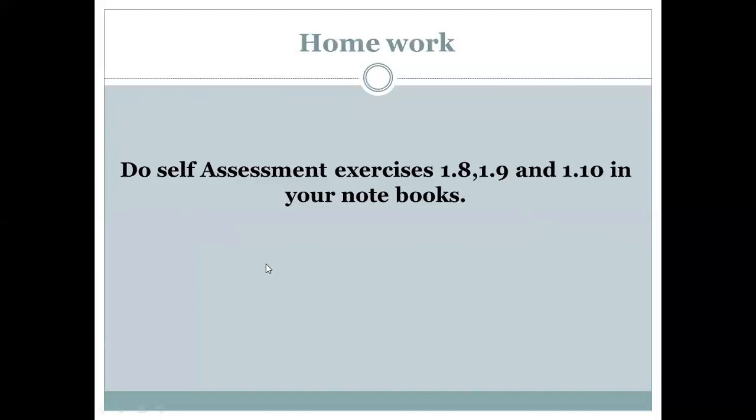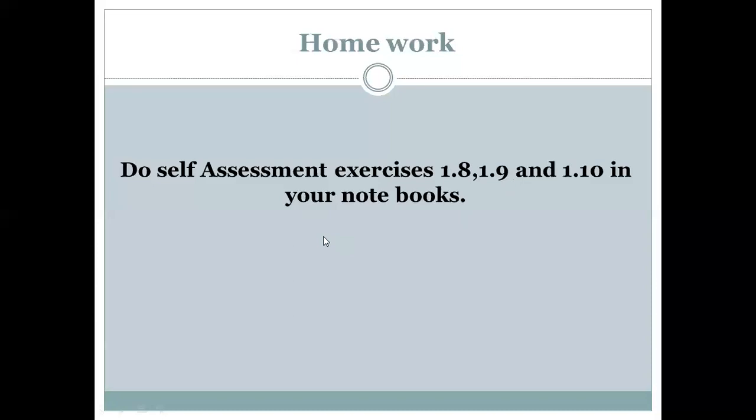The assignment or homework for today is to do self-assessment exercises 1.8 to 1.9, and not 1.10 because we have not done it yet. So 1.8 and 1.9. Do these self-assessment exercises in your notebooks, okay? And practice all these numerical problems thoroughly. Inshallah, we'll do the rest of the numericals because there are different formulas for those numericals.